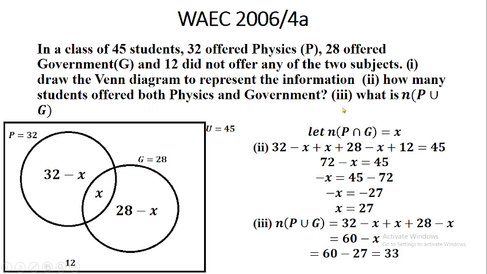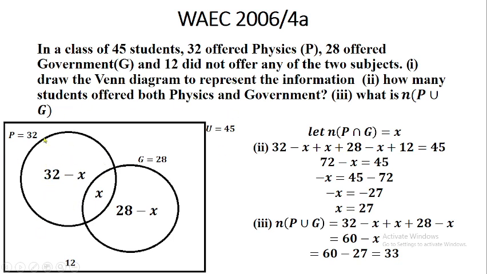and they should intersect because we are told to find the number of students that offer both physics and government, which we call X. Then people that offer physics only will be 32 minus X. To know people that offer government only, which is this place, you have 28 minus X. The reason why we are filling this is that we need it to find the value of our X. Another thing is that the question says you should draw the Venn diagram, so all these things must be there. If you don't fill them, your Venn diagram is incomplete. So you must fill them up.